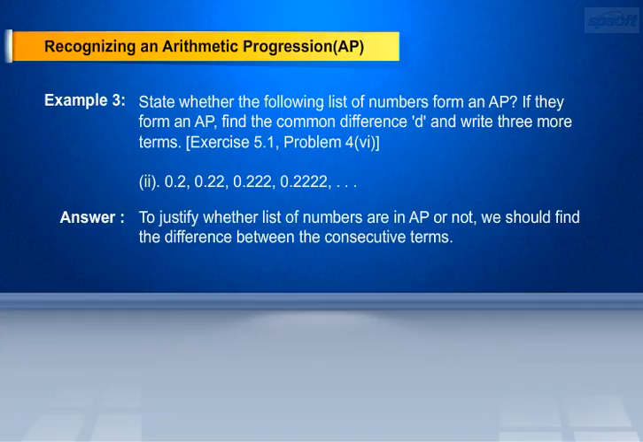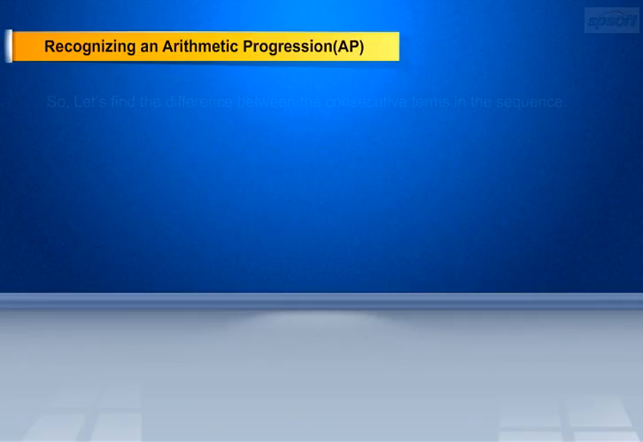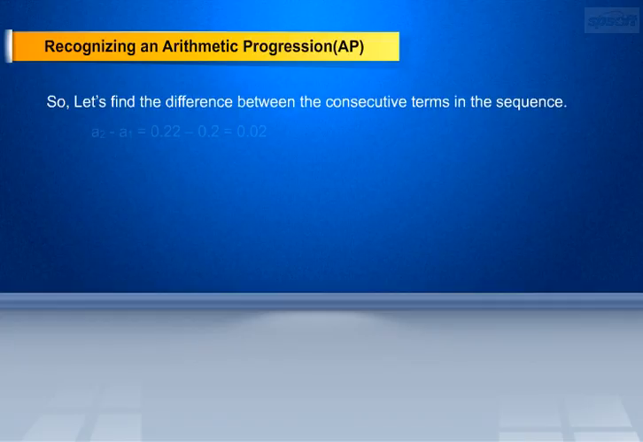Answer. To justify whether the list of numbers is in AP or not, we should find the difference between the consecutive terms. A2 minus A1 equals 0.22 minus 0.2 equals 0.02, where A2 is the second term and A1 is the first term. A3 minus A2 equals 0.222 minus 0.22 equals 0.002, where A3 is the third term and A2 is the second term.